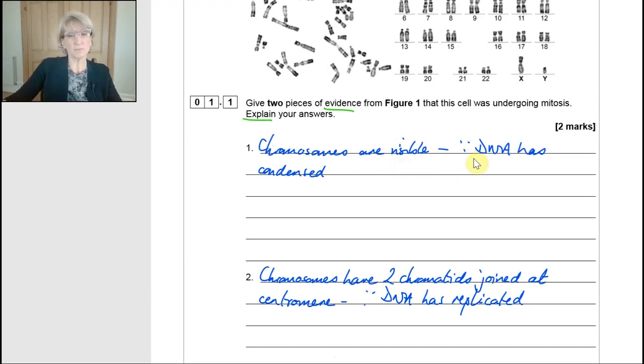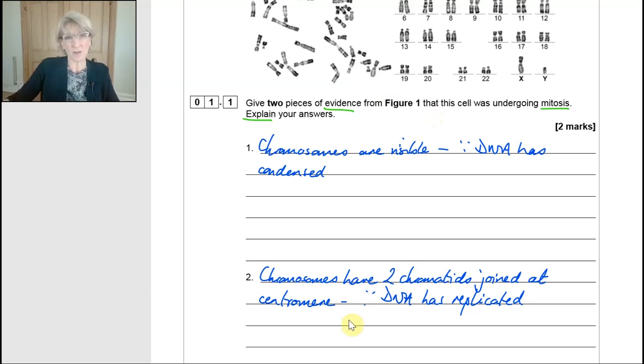Chromosomes are visible, and that is because DNA has condensed. Chromosomes are only visible in the cell just before a cell division. So the fact that we can see chromosomes tells you that some kind of cell division is happening. Now, it says undergoing mitosis, and I looked at this picture and nothing really screamed at me about why it was mitosis rather than meiosis.